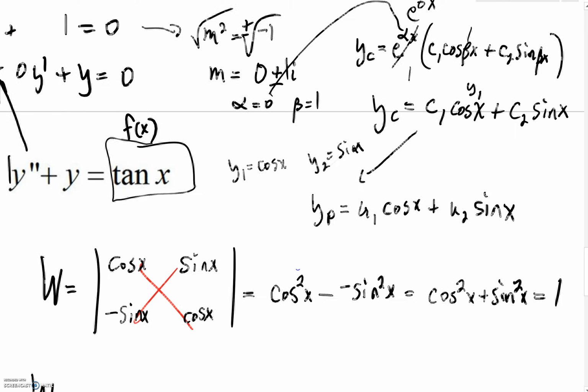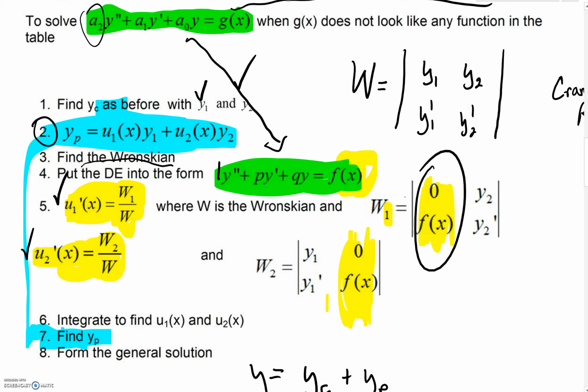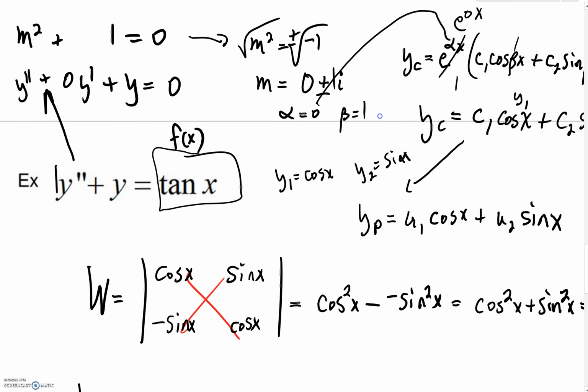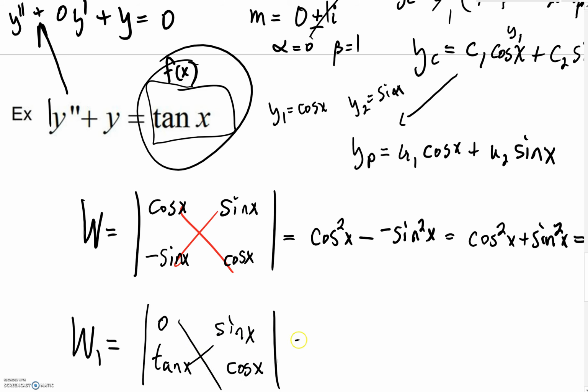Well, w sub 1, if you went back to our notes here, you can see w sub 1 is where we're going to have 0 and f of x. This is our first column where our first solution normally would be going. So now we're going to have 0 and f of x, where f of x is tangent, isn't it? That's what we're seeing right up here. So we'll have 0 and tangent of x. Our second column is going to remain the same. And as we cross multiply, we'll get, well, 0 times cosine is a 0. Then we'll say minus sine x tangent of x, and of course that's just a negative sine x tangent x, isn't it?